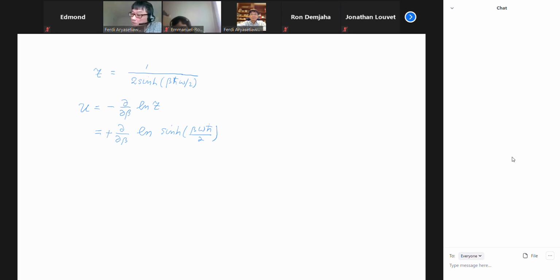Okay, so now we can calculate this log sine. This is just again the algebra. So we calculate the derivative of this with respect to beta. Let me not spend too much time on the algebraic details, so let me just write down the final answer. That is given by one upon hyperbolic tangent of, and so on. So this is what you get when you take the derivative. It's just a little algebra.